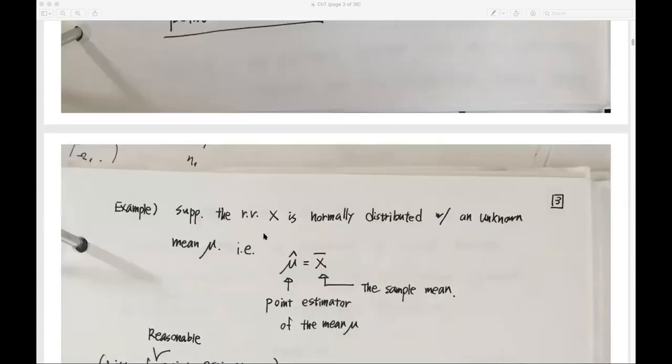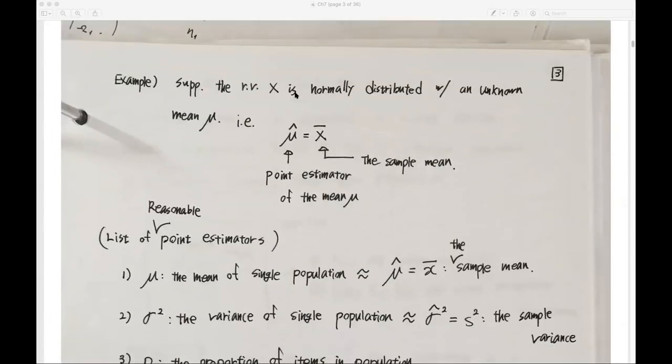For example, suppose the random variable x is normally distributed with unknown mean mu. So what is mu hat? Mu hat is a point estimator of the mean mu. Mu is a population mean, which is one of the parameters of the population. So mu hat, which is the point estimator of mean mu, is x bar. This is the sample mean.